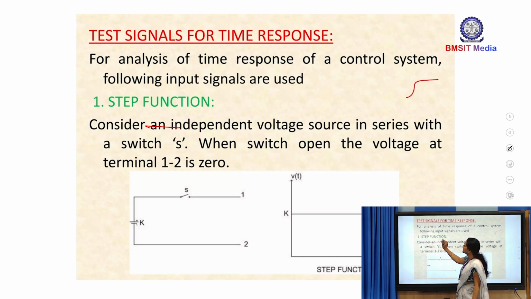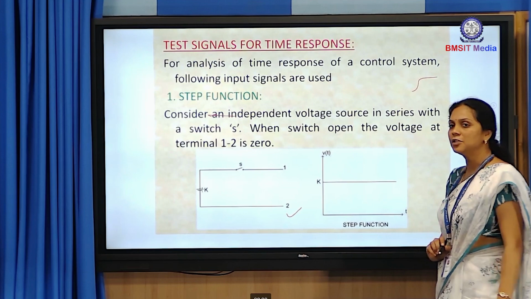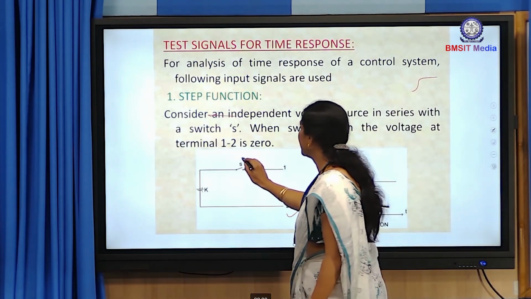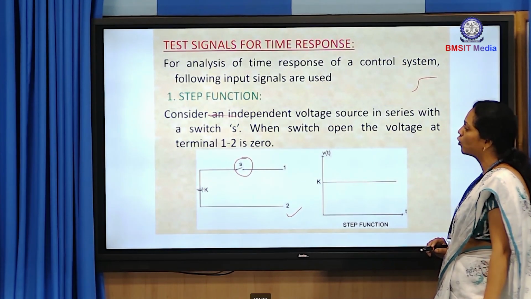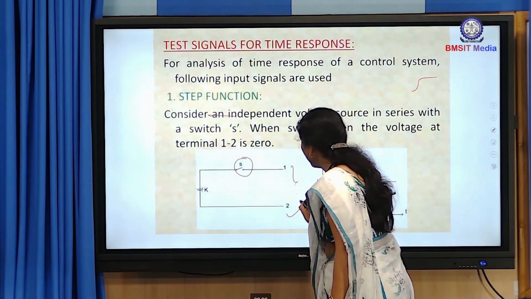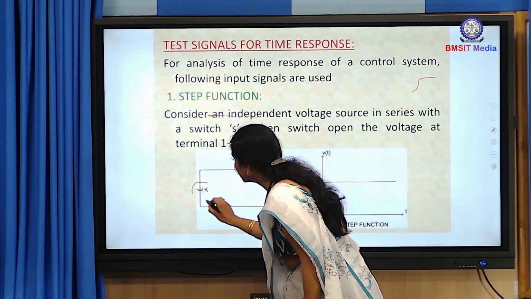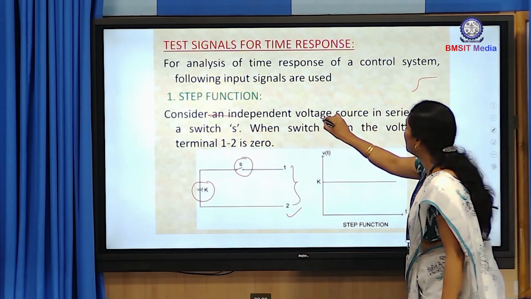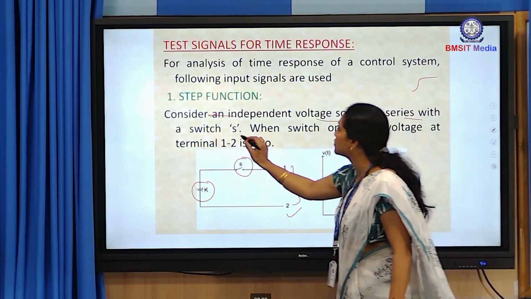Now if there is a step function, what will be the response is what we are supposed to see now. Among the different types of standard signals, the first type of signal that we are seeing is the step function. Now we have considered this particular diagram. In this diagram, let the switch be S, which can either be an open switch or a closed switch. This output will be between terminal 1 and 2. Let us consider that the voltage is K, an independent voltage source, and let it be in series with the switch S.